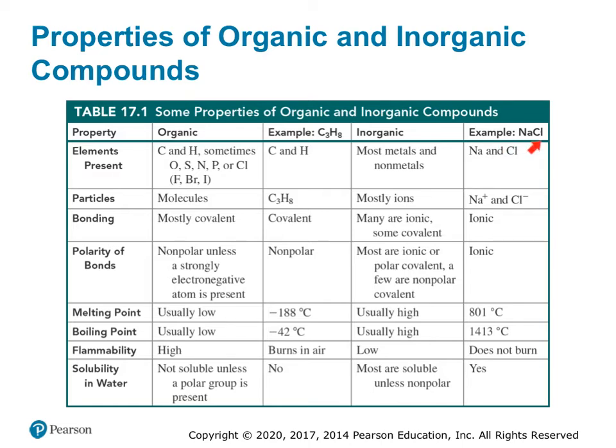Sodium chloride is inorganic, also ionic, so made of ions with ionic bonding. Some can be covalent, but most are ionic. We can have a few polar covalent, a few nonpolar covalent in inorganics, but most are ionic. Much higher melting points and boiling points, does not burn, and is soluble in water. So we can see the differences between the propane organic and sodium chloride inorganic.